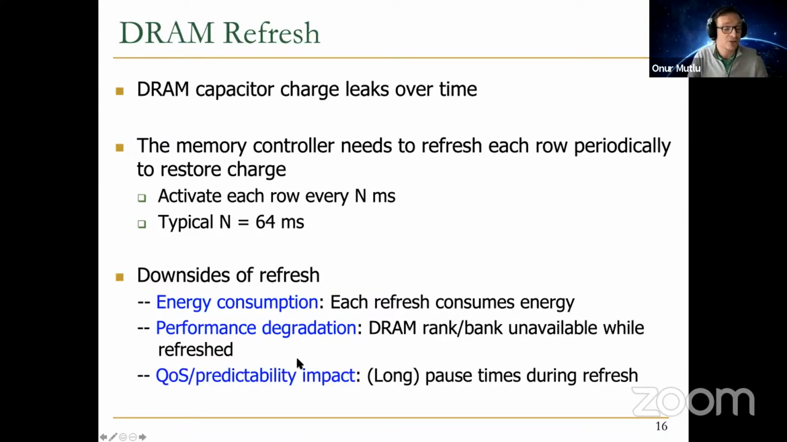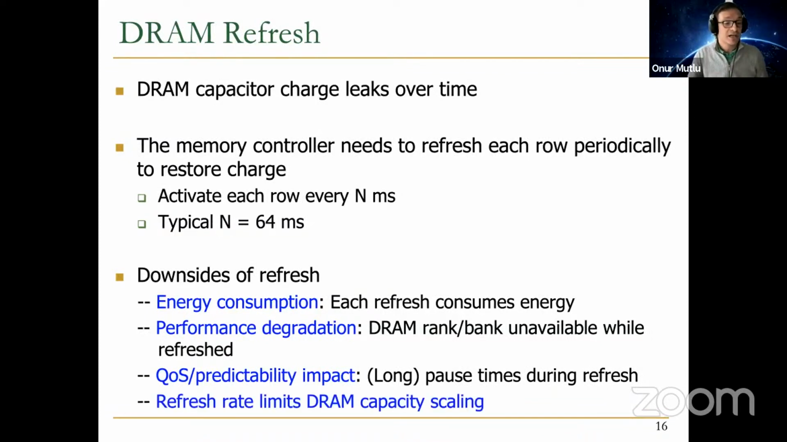This also has impact on quality of service or predictability. While the computer is refreshing memory, for example, you may have long pause times depending on how this refresh happens and how frequently it happens. And a critical request, for example, that the user really wants at that time may be delayed because you have to refresh the bank, right? And that's actually unfortunate in terms of quality of service.